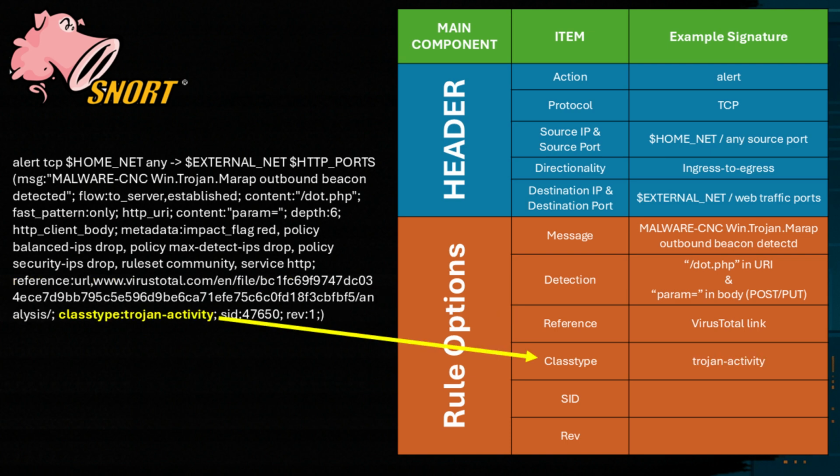Snort classifies this signature under Trojan activity, helping analysts prioritize and categorize alerts. And finally, we've got the SID, the signature's unique identifier, and the revision number, which tracks updates to the rule over time. And there you have it. We've officially dissected the anatomy of a Snort rule piece by piece.